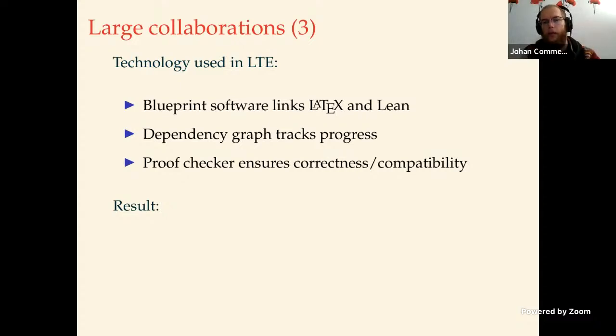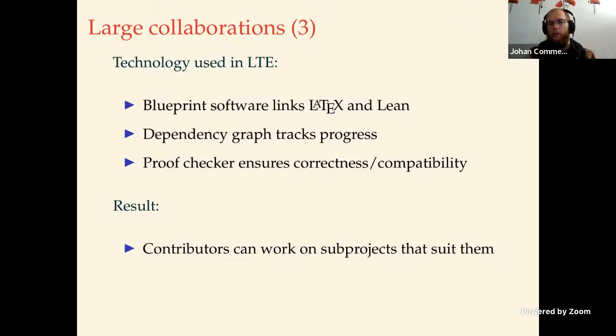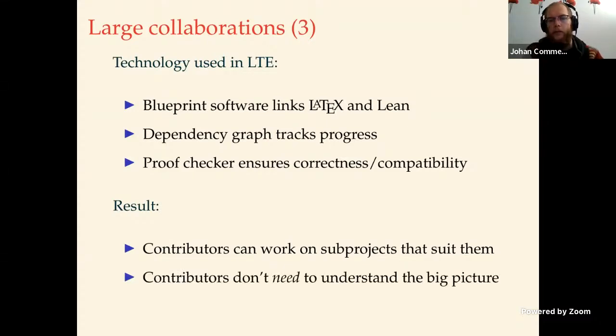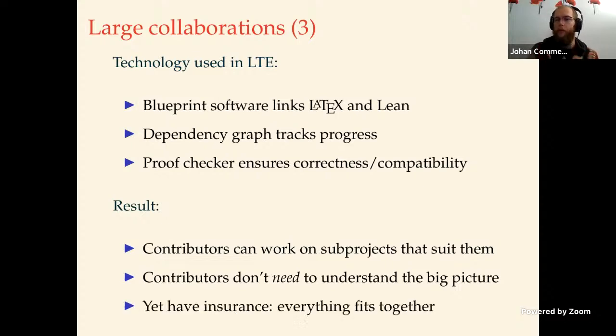And finally, of course, Lean ensures that everything fits together once you start formalizing everything in Lean, and ensures the correctness and compatibility of all the various components. And the result of this is that contributors can just look at this dependency graph and find subprojects that suit them and see, okay, here all the dependencies have been put in place, so now I can start working on this lemma that I understand quite well. And at the same time, they don't need to understand the bigger picture. I think this dependency graph and Lean can also help with that, but you don't need to, because you have this assurance that everything fits together, and the software guarantees that there are no mistakes and everything is compatible.